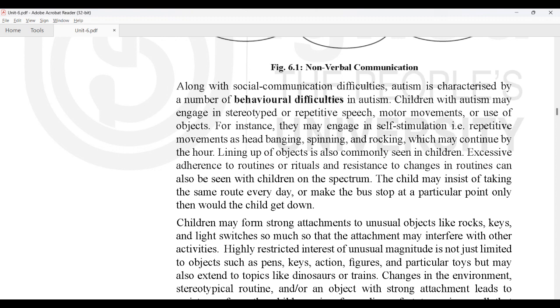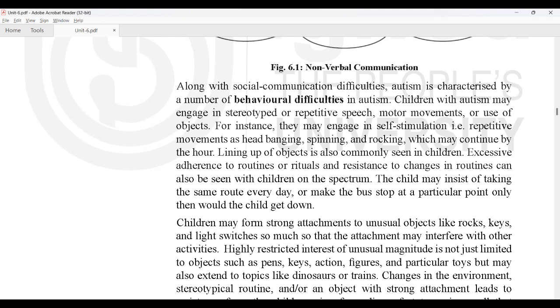6.1, Nonverbal communication. Along with social communication difficulties, autism is characterized by a number of behavioral difficulties. Children with autism may engage in stereotyped or repetitive speech, motor movements, or use of objects. For instance, they may engage in self-stimulation, i.e. repetitive movements such as head banging, spinning, and rocking, which may continue by the hour. Lining up of objects is also commonly seen in children.